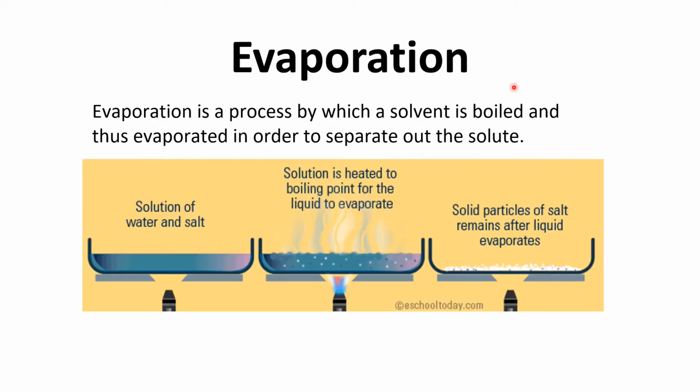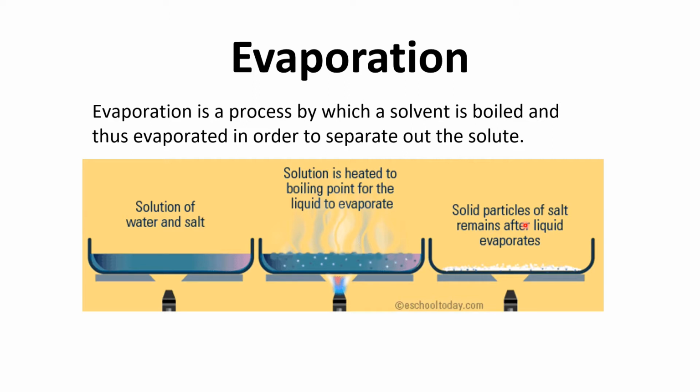The first technique which I am discussing to separate a solute and a solvent is evaporation. Evaporation is a process in which the solvent is boiled and evaporated in order to separate it from a solute. Basically, we take a solution and heat it to a temperature at which the solvent evaporates, changing from liquid to gaseous form, and we are left with the solute at the end.